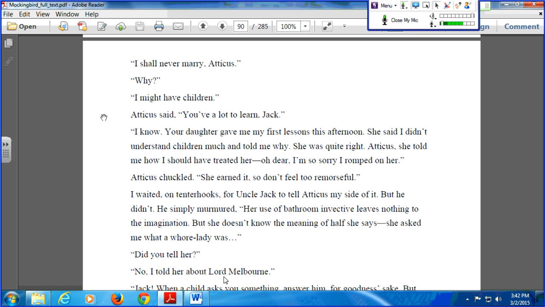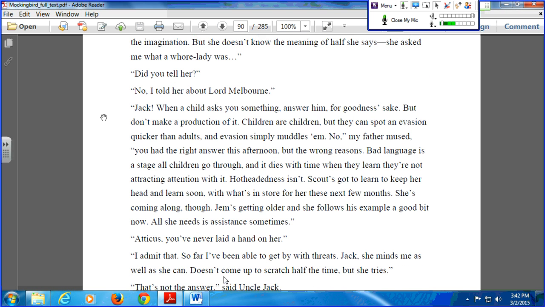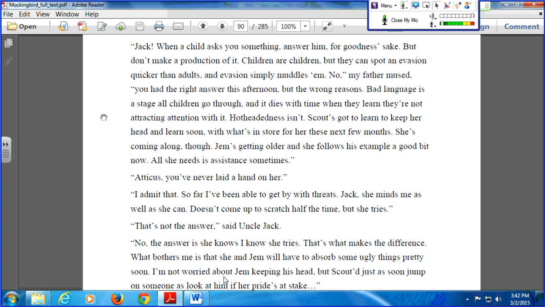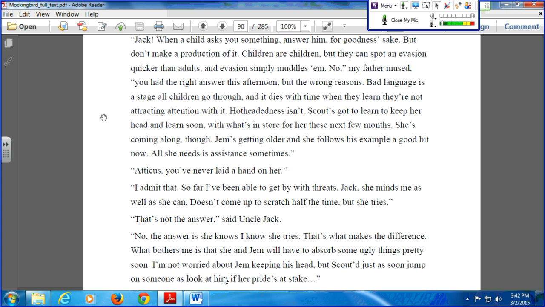"What did you tell her?" "Tell her about Lord Melbourne." "Jack, when a child asks you something, answer, for goodness' sake. But don't make a production of it. Children are children, and they can spot an evasion quicker than adults. Evasion simply muddles them." "No," my father mused. "You had the right to answer this afternoon, but the wrong reasons."